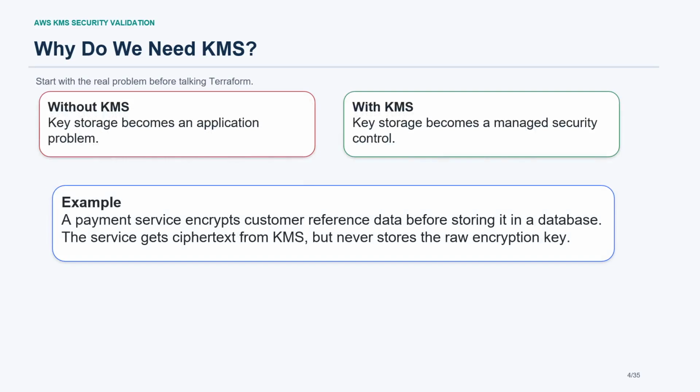Example, suppose a payment service encrypts customer reference data. Before storing it in a database, the service gets ciphertext from the AWS KMS API, but never stores the raw encryption key in its code.